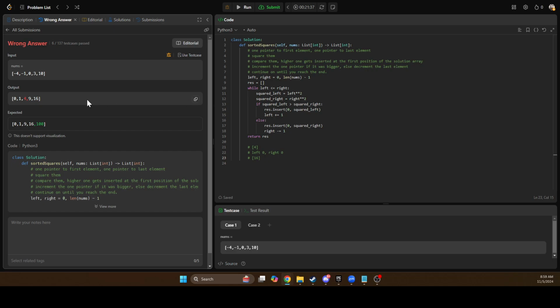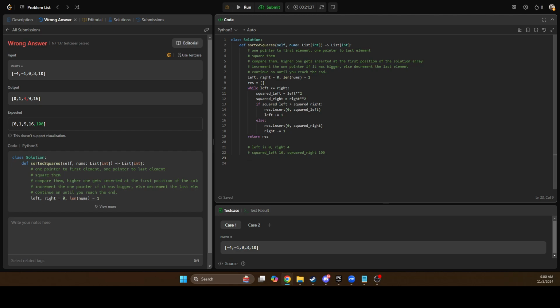Did we? Okay. So the first element that should have been inserted was the right. So while left is less than or equal to right, if squared left is greater than squared right, left plus equals, insert. Okay, what happened here? So going back to it, we would have left is 0 and right is 4. And squared left is going to be equal to 16. Squared right should be 100.